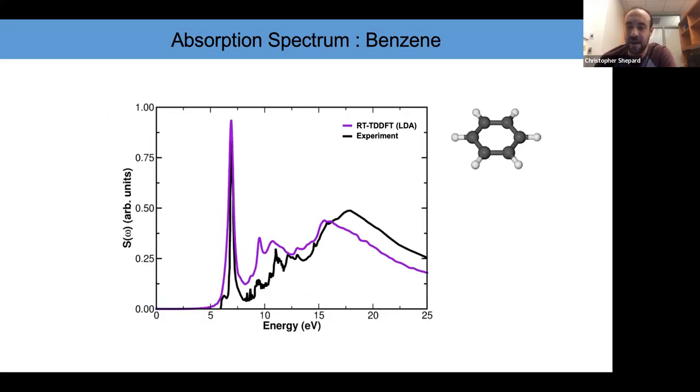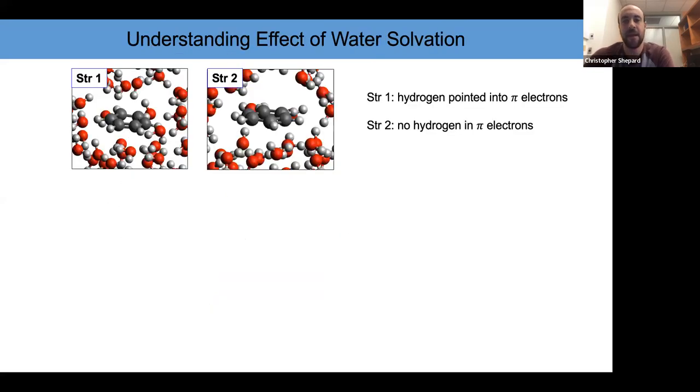So one of the first molecular systems we looked at was benzene. Comparing it to experiment, we are able to capture nearly exactly the main peak around 6.5 eV for benzene. So the results initially were very promising using the LDA exchange correlation functional.